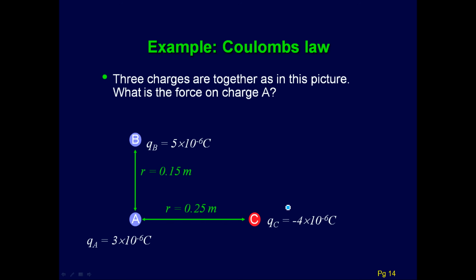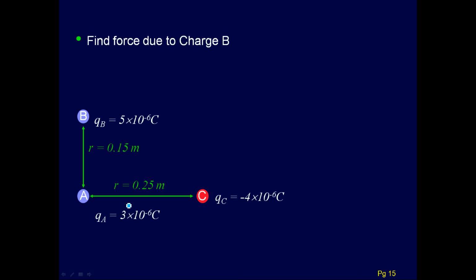And then we're asked, what is the force on charge A? The forces are A, B, and C, and we want to find what the force on charge A is going to be. So we're going to go through and set this up. Using the idea of superposition, we'll find each force separately. The first thing is to find the force due to charge B, this charge, acting on charge A.